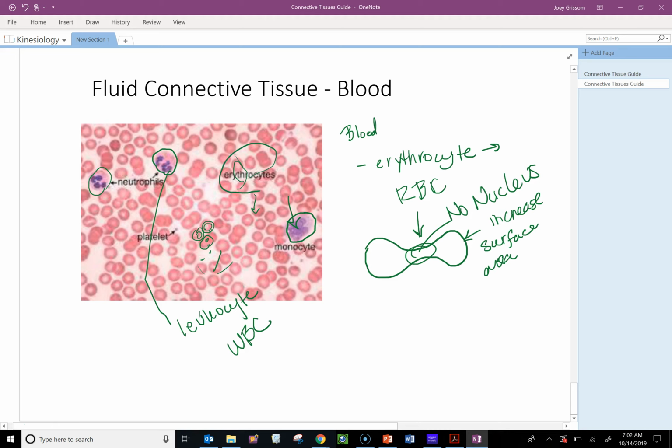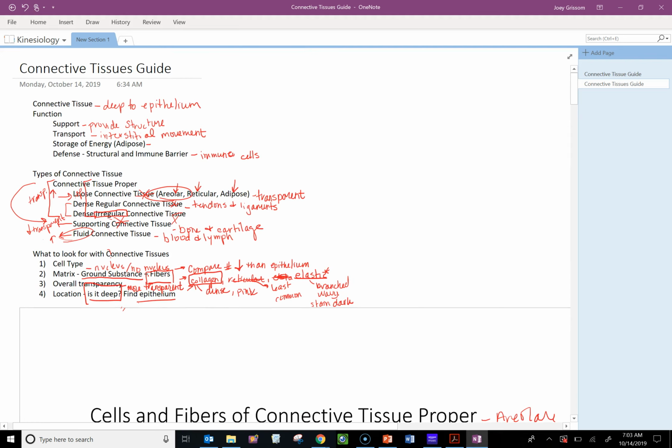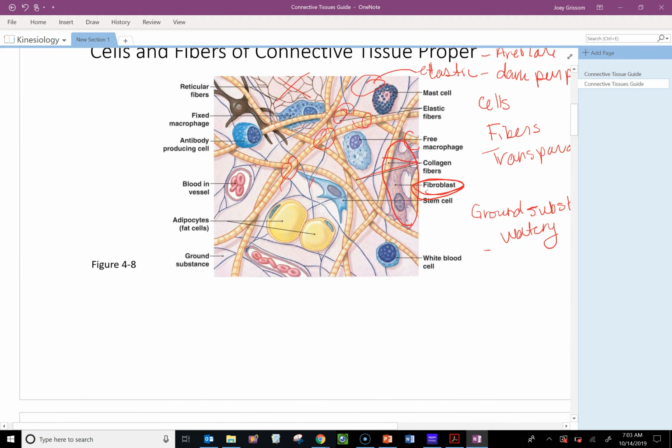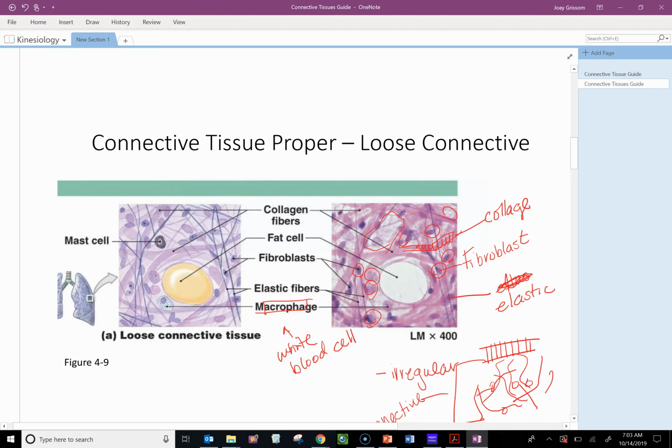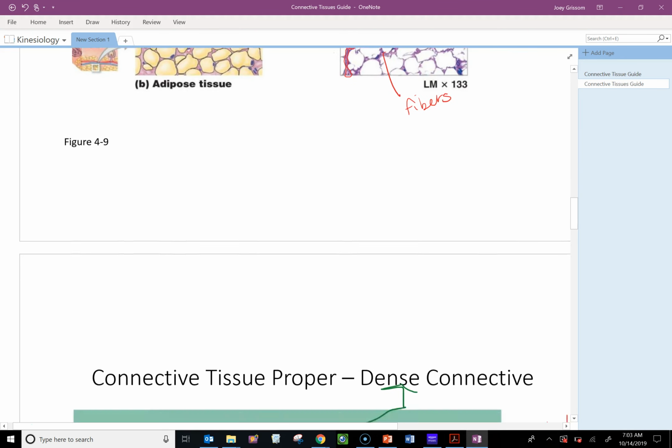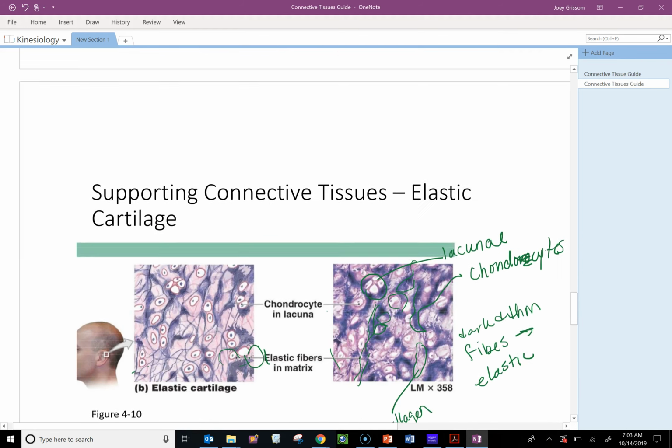So the thing with fluid connective tissue that separates it is that its matrix does have fiber, but it has low fiber and a very high amount of fluid, specifically what we call plasma. All right, so just to reiterate the things that we're looking for when we're looking at connective tissues: we're looking at the cell type, we're looking at the matrix, we're looking at the overall transparency, and where it is located. Even though these are much more zoomed in, these are much deeper inside of the tissue. If we're looking at all of the other supportive things, they're going to be much, much deeper.